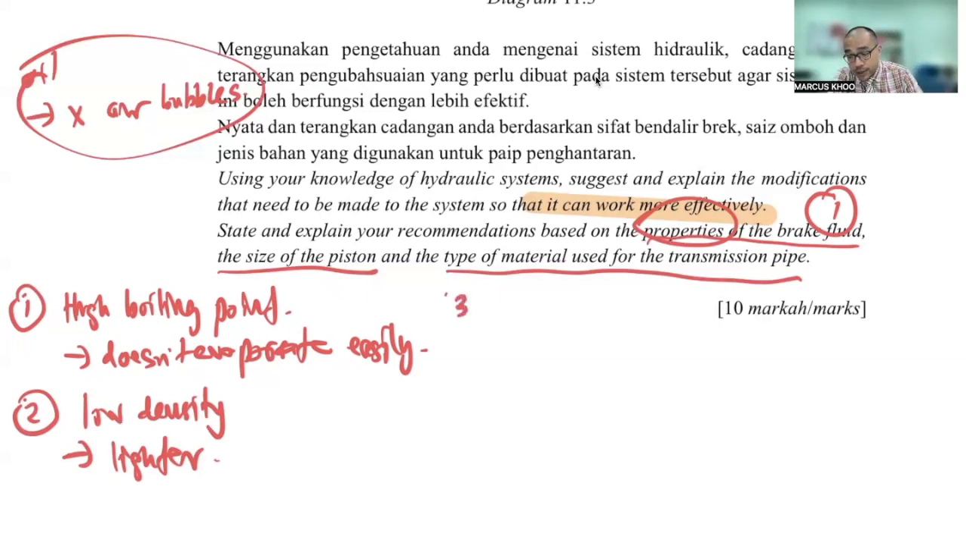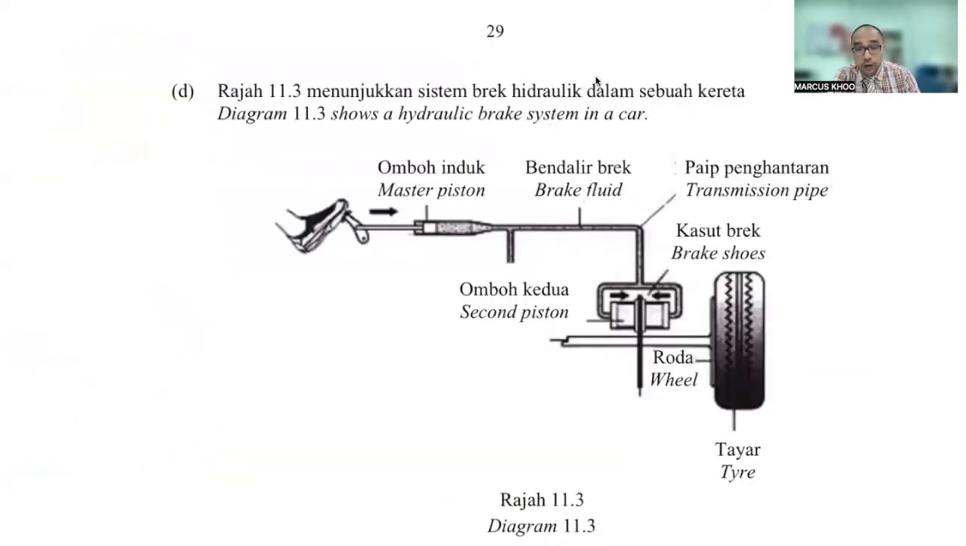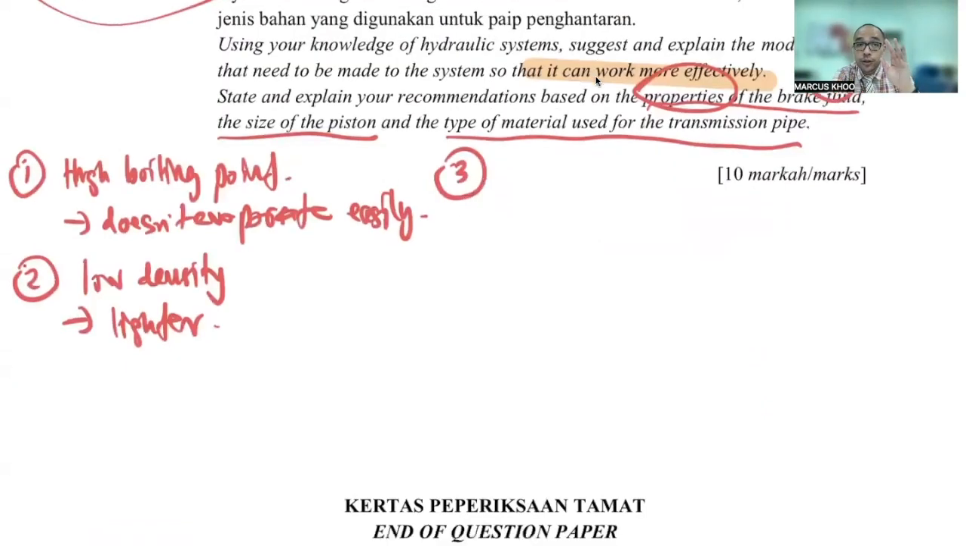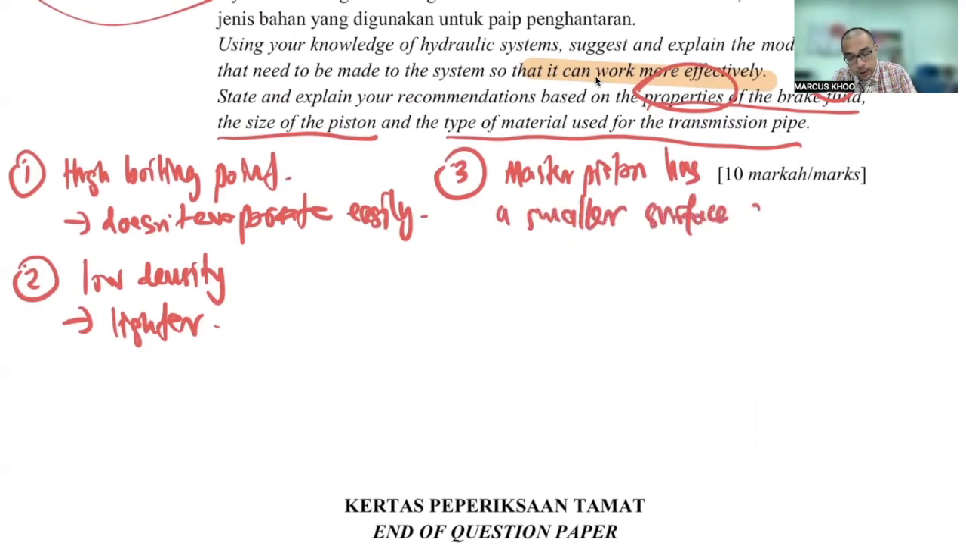The size of the piston. If you follow the discussion since the beginning, the master piston usually has a small size, and then, of course, the secondary piston has a much bigger size. So that will be 3 and 4. The master piston has a smaller surface area, and the reason for this is to produce greater pressure.